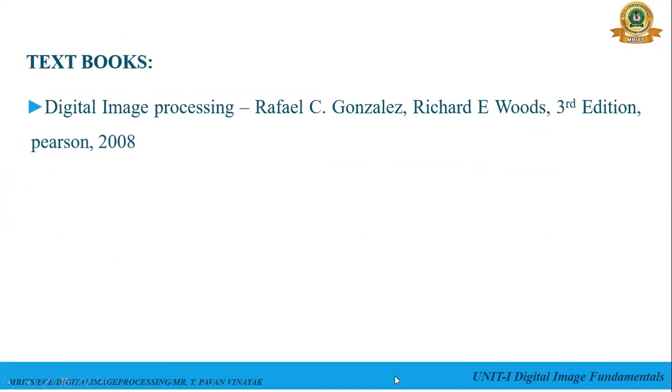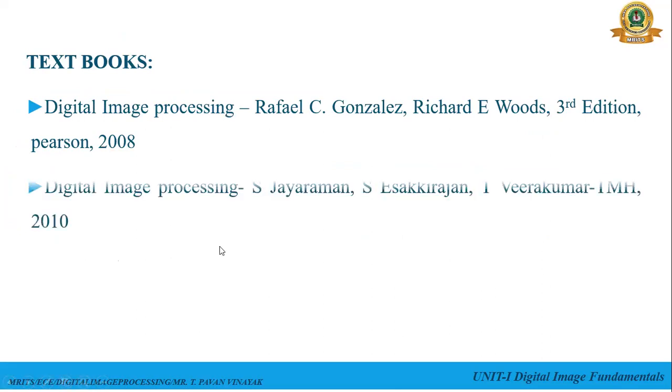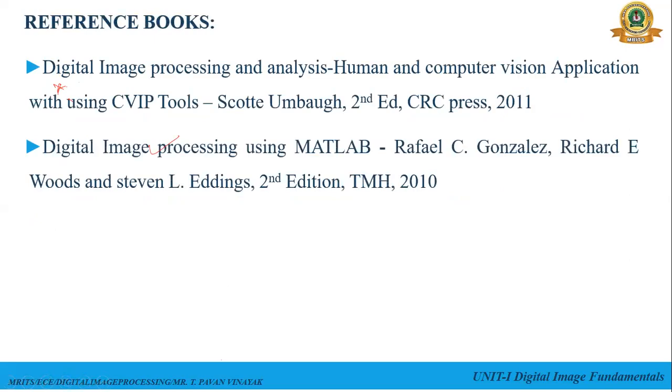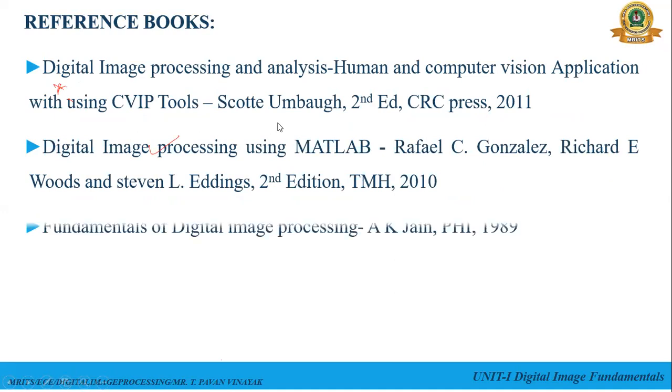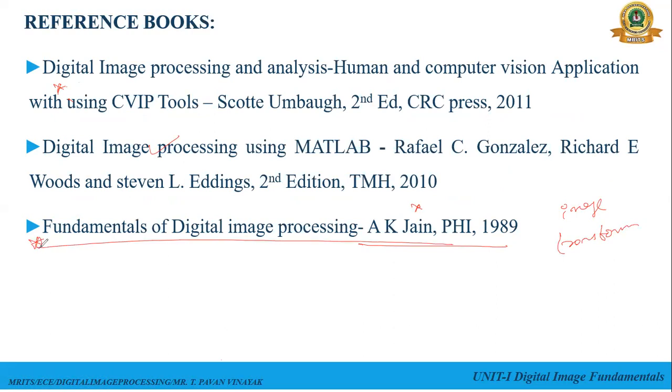So what are the textbooks we have to refer to? The standard textbook is Rafael C. Gonzalez. Next one is Jayaraman, which is mostly for reference purposes only. Mostly follow the Gonzalez textbook. Next, references. For references, use Human Vision, Scotty, Ubuntu and AKJ. AKJ is for image transforms. For image transforms, refer to AKJ. This is the standard textbook for image transforms.